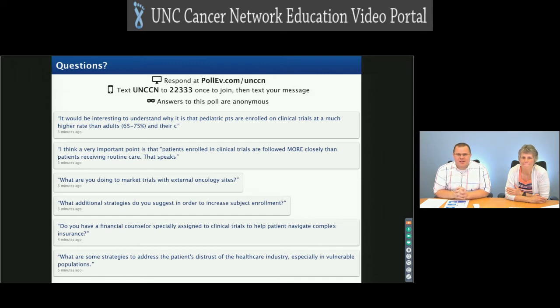And our last comment says it would be interesting to understand why it is that pediatric patients are enrolled on clinical trials at a much higher rate than adults, 60 to 75% from some of those statistics you presented. And I think the question probably got cut off with the character limit of Poll Everywhere. But do you have anything you'd like to speak to on that point about children being enrolled at higher rates?